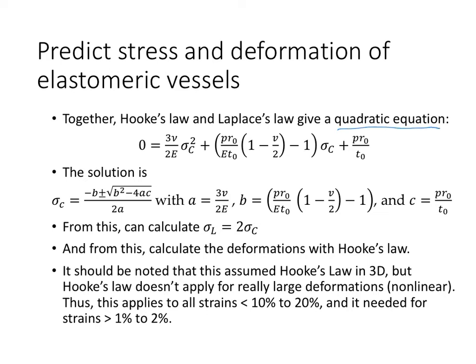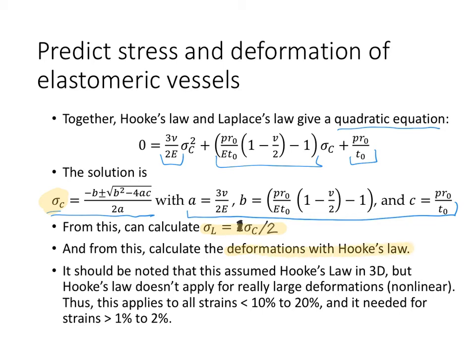So we can use the quadratic solution to say that the stress is negative b plus or minus the square root of b squared minus 4ac, over 2a, and then take the values of a, b, and c from the coefficients in the equation above. So this is a very complicated formula if you plug all of this in, but it provides you an expression for sigma c. So from sigma c, we can then calculate sigma L, the longitudinal stress, which is half the circumferential stress. And then knowing both of these stresses can also allow us to calculate the deformation with Hooke's law in the form we had on the previous slide.